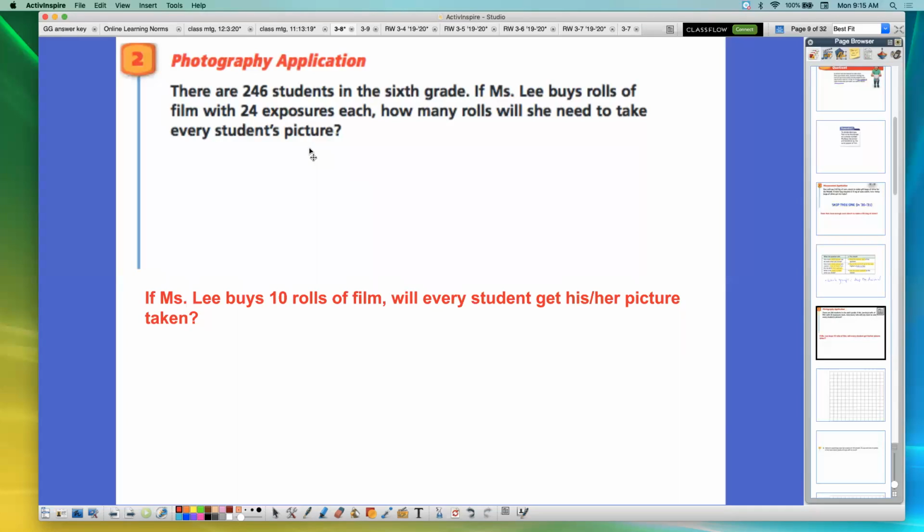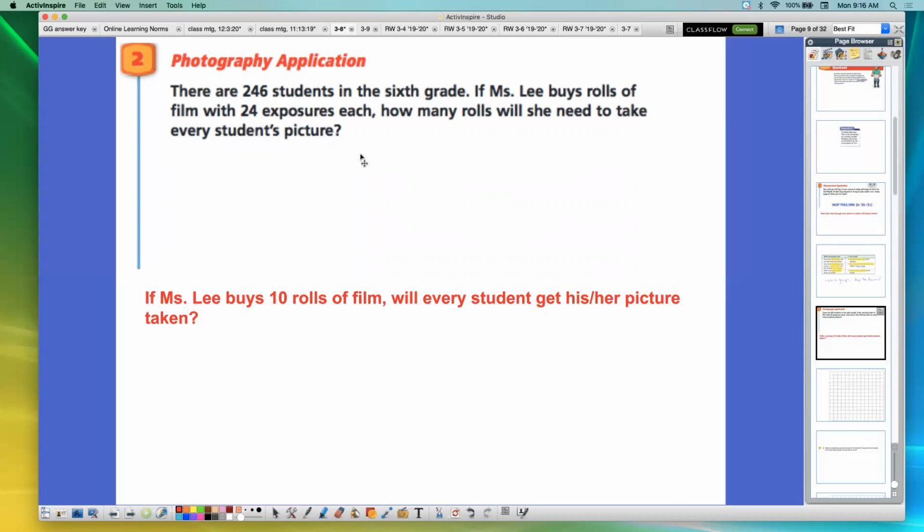All right, now this is like an old school camera where we used to have to buy the film. You don't really do that anymore, but you would put the film in and each set of film could only take 24 pictures. She's got to take 246 students' pictures, 24 for each roll of film. She's trying to figure out how many rolls.